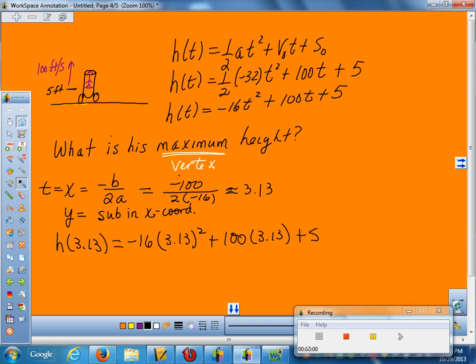Anybody want to take a guess? How far high will he go? What do you think? 82 feet. Anybody else? 31. Oh no, he's going 161 feet in the air. Actually 161.2 to be more exact. Will he survive, or will we put a net under him? That's the question.